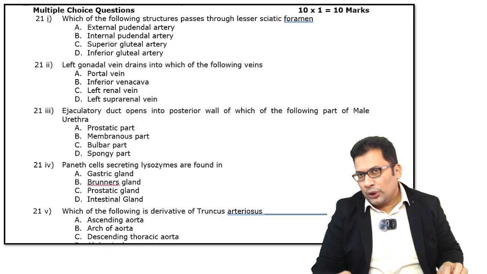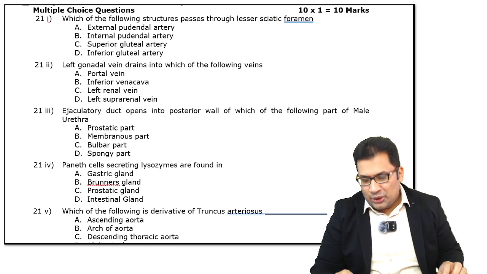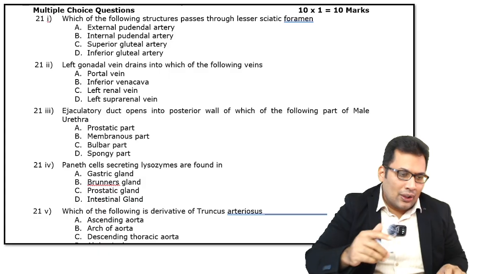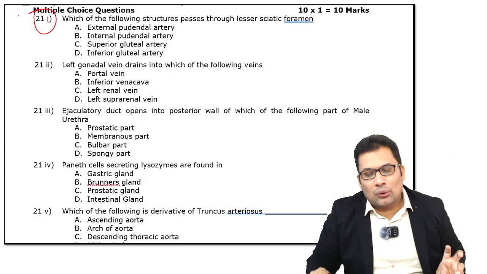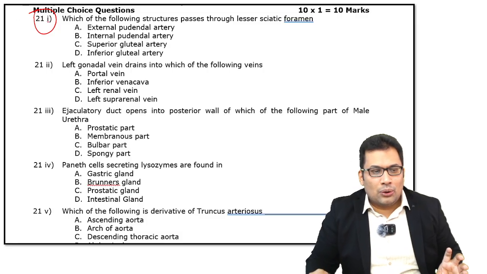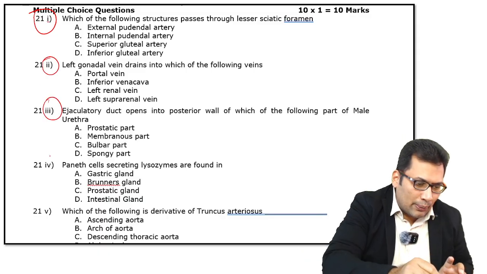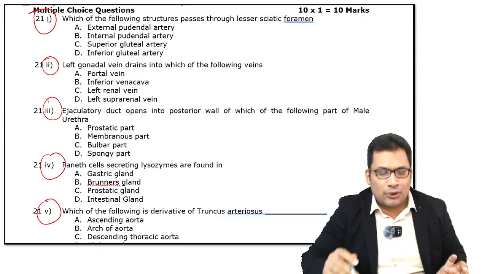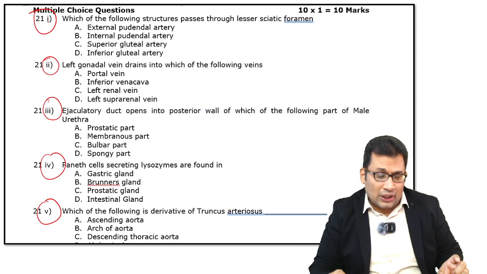Then there are 10 MCQs I discussed. All these are the MCQs asked in our RGUHS exam. Question number 21 is basically 5 MCQs. Roman letters 1, 2, 3, 4, and 5 you can see here. Question number 21 usually consists of 5 MCQs, and 22 is also the same. So there are 5 MCQs.